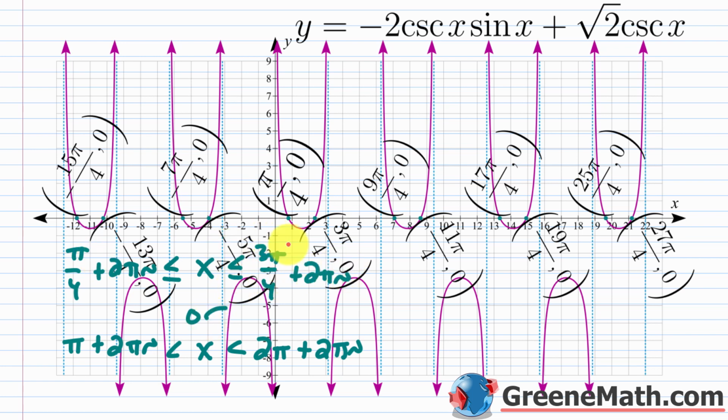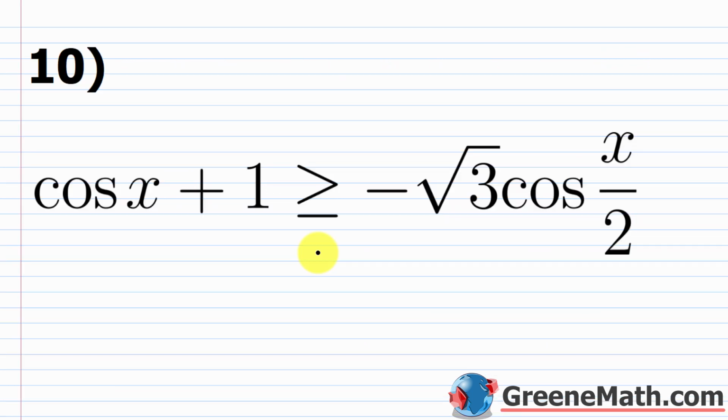Then, and here these are going to be excluded because these are where we're undefined. So we have x is greater than pi plus 2 pi n and less than 2 pi plus 2 pi n. All right, let's take a look at problem number 10.